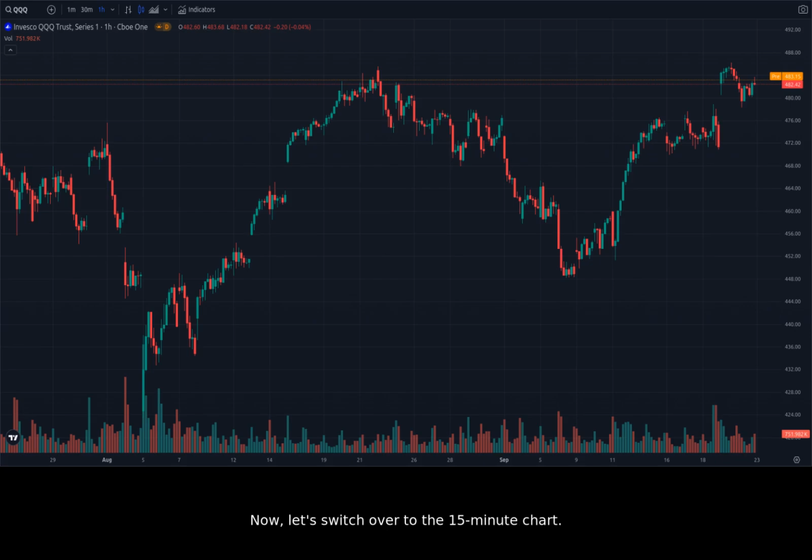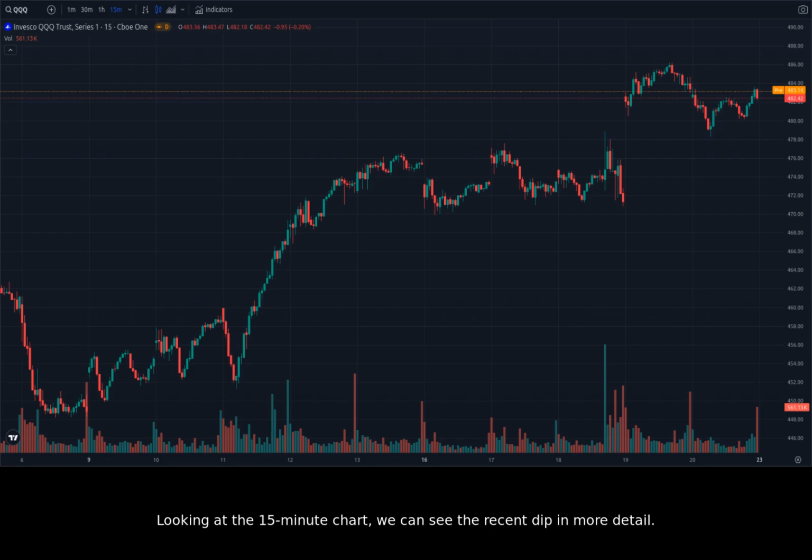Now, let's switch over to the 15-minute chart. Looking at the 15-minute chart, we can see the recent dip in more detail. The selling pressure was quite strong as the price fell rapidly. However, we can also see that the price has already begun to recover. Buyers seem to be entering the market, and the volume is picking up, indicating a potential shift in momentum. It's important to note that this is just a short-term view of the market.